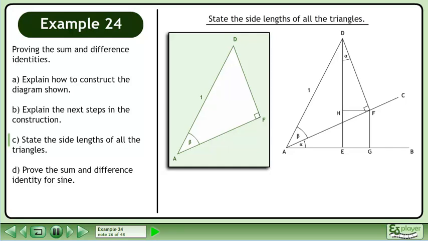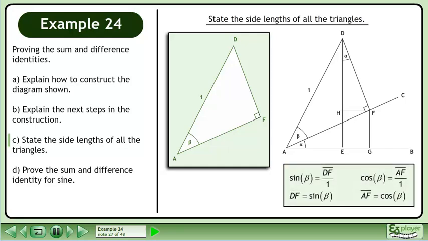We'll color the second triangle green. The angle is beta. Use basic trigonometry to find the side lengths. Label the sides of the triangle.